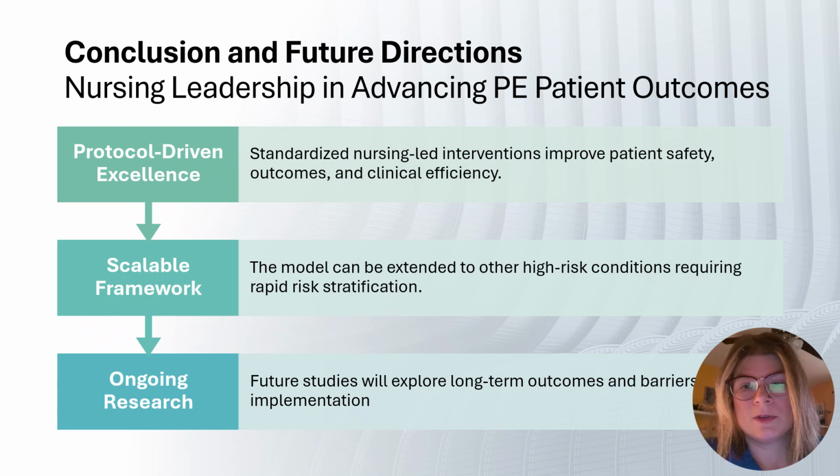In conclusion, this capstone project illustrates the transformative potential of nursing-led protocols in managing high-risk PE patients with right heart strain. By unifying evidence-based tools, standardized assessments, and multidisciplinary collaboration, the protocol promotes earlier interventions, improved outcomes, and enhanced nursing autonomy. Beyond this institution, the model offers a scalable framework applicable to other time-sensitive, high-risk conditions.